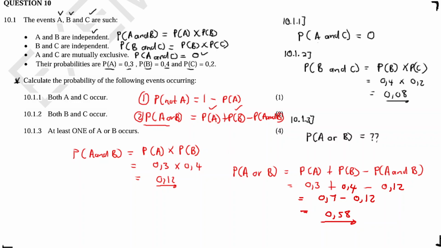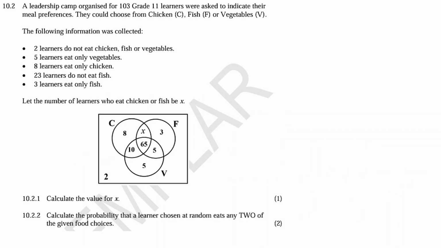Okay, second part of the question. We are given a Venn diagram. A leadership camp was organized for 103 grade 11 learners, who were asked to indicate their meal preferences. They could choose from chicken, fish, or vegetables. The following information was collected.